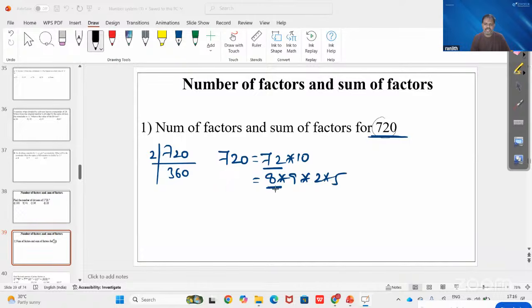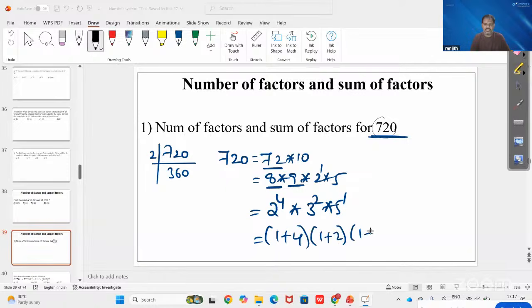8 is also not a prime number. 8 can be written as 2 cube. Already we are having 2 power 1, so 2 cube and 2 power 1 will be 2 power 4. 9 is not a prime number. It can be written as 3 square into 5 power 1. So the number of factors will be 1 plus 4 into 1 plus 2 into 1 plus 1. So 5 threes are 15, 15 twos are 30. So the answer is 30. This is about the number of factors.